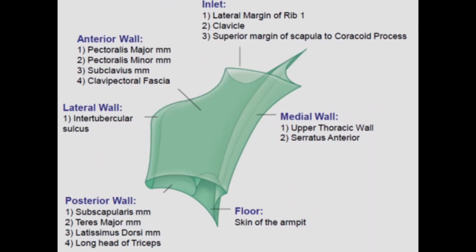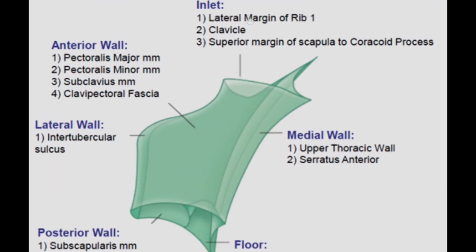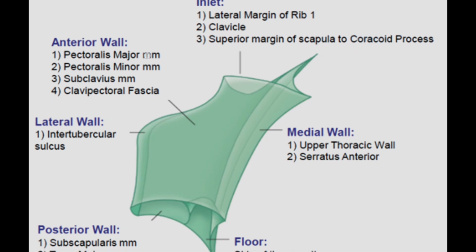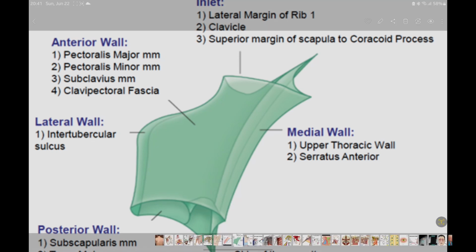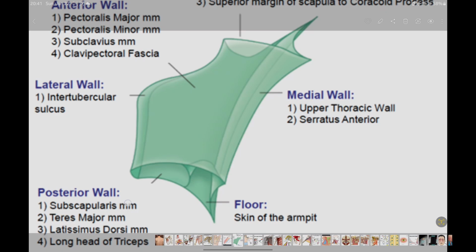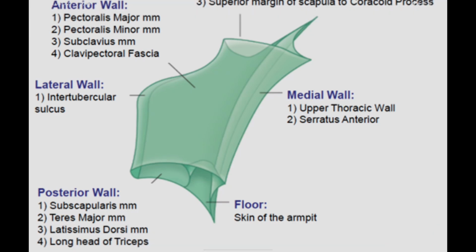Just a revision of all of the walls of the axilla. For the inlet, you have the lateral margin of the first rib, the clavicle, and then the superior margin of the scapula to the coracoid process. Anterior wall: you have the pectoralis major, the pectoralis minor, the subclavius, and the clavipectoral fascia, just like I said. The medial wall is the upper thoracic wall and serratus anterior. The lateral wall is the intertubercular sulcus of the humerus, and the posterior wall is subscapularis, teres major, latissimus dorsi.